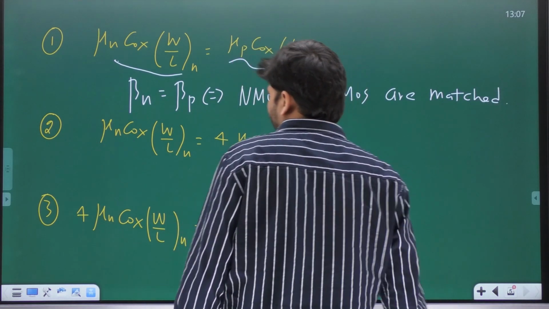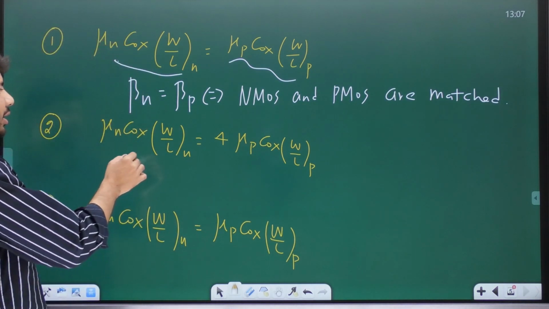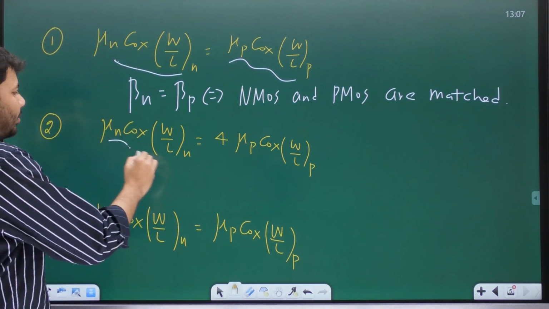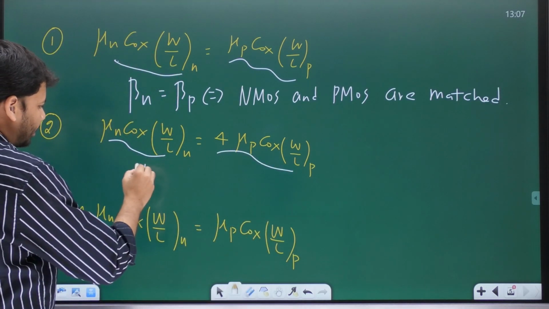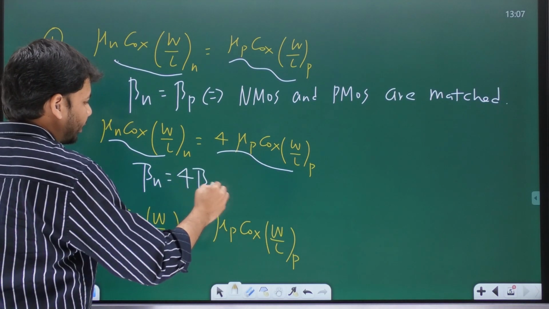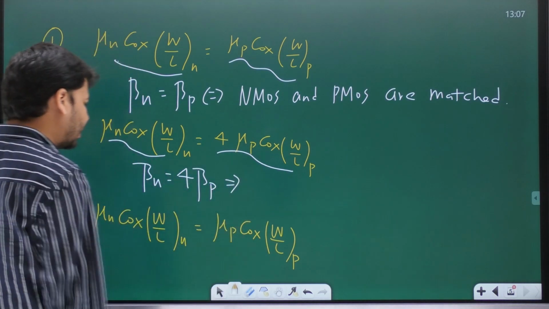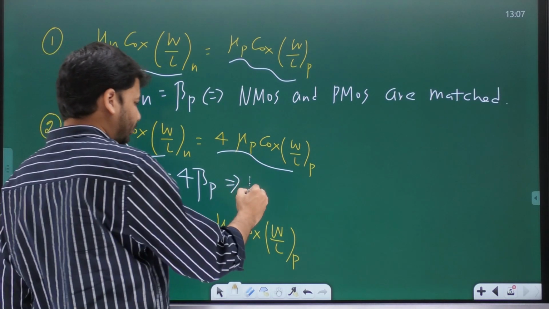Equal strength, it means what? Both are matched, okay. And then look at the second case. Mu n Cox W by L of NMOS is 4 times that of PMOS. So this time, beta n is equal to 4 times beta p. And this means the NMOS is 4 times stronger than PMOS, okay.